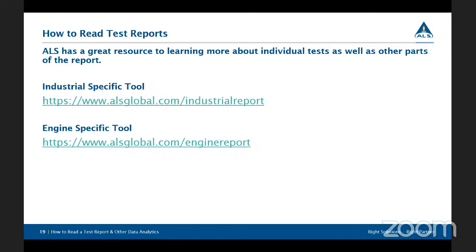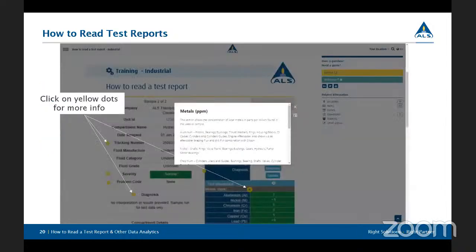And then we have an engine report specific one at alsglobal.com/engine report. And I'll go on to a screenshot. This is what it looks like. So back in the background, you can see there's a test report. That's what it looks like on our WebTrieve site. And on the website, you can click on the little yellow dots, and they're spread all throughout the report. And it will have a pop-up that then details more information about that section of the report.